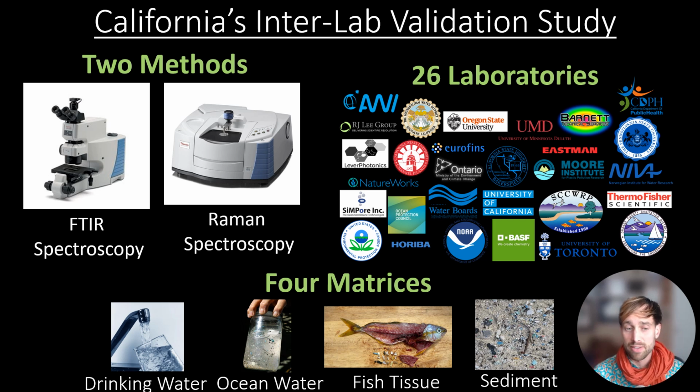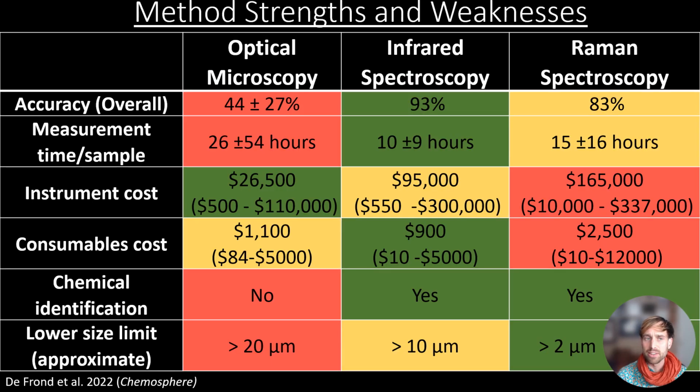We developed this method not only for drinking water, but also much more difficult matrices, including ocean water, fish tissue, and sediment. We evaluated the method performance as well as the strengths and weaknesses of these different methods in terms of their cost, as well as how long they take to run. And we found that it's necessary to use a spectroscopic technique to be certain that the particles you're finding are indeed microplastics. Just guessing at the particle under an optical microscope gets you about a 44% accuracy rate.